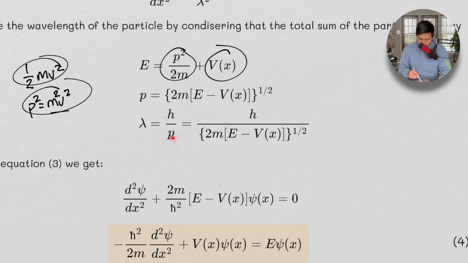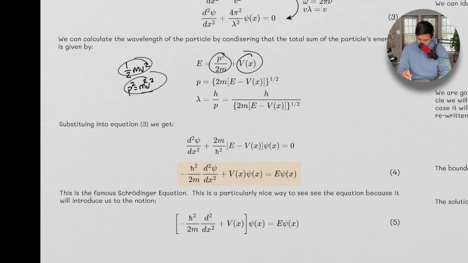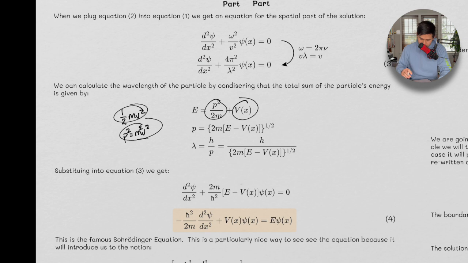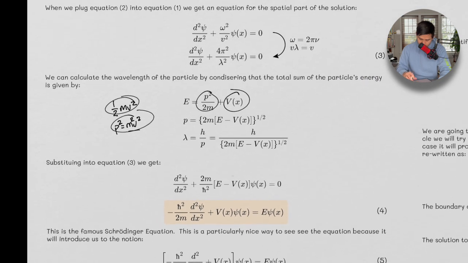Is h over P, where h again is Planck's constant, and we get this over this. And so when we take equation 3, this guy, and we plug it into this guy here, right? Or really what we're doing is we're saying we take this here, and it shows up right here, right? So we're going to put this in for lambda, okay? And what we end up getting is this right here.